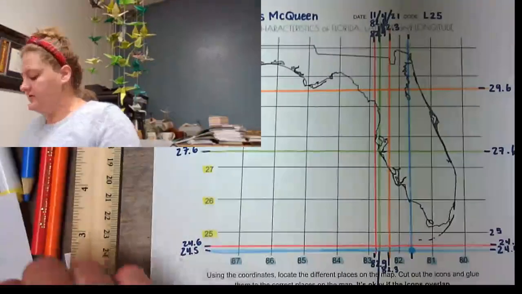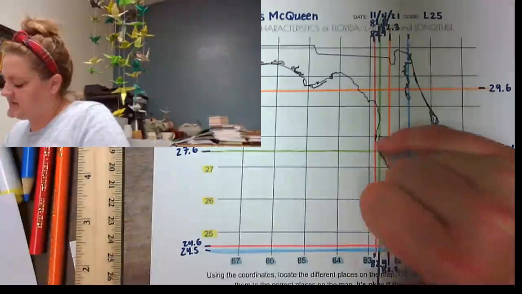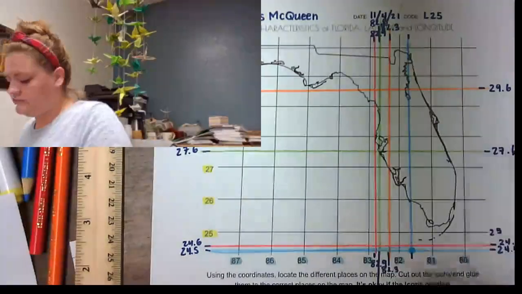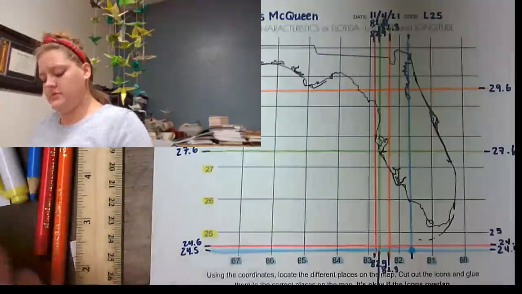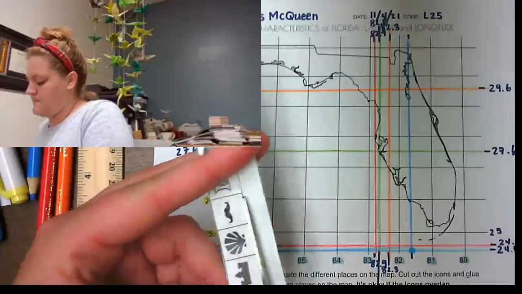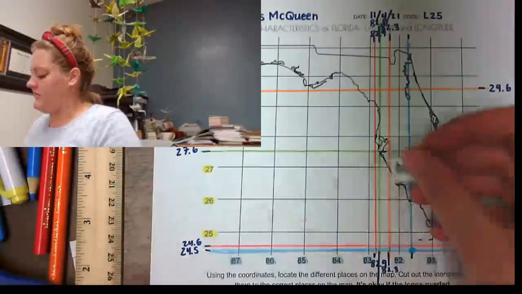All right. So where those two lines cross right here, which you can see is right between where Bradenton is and where Tampa or St. Pete is, that's where the bridge goes. So you're going to cut out your little icon, and you're going to glue that right there.